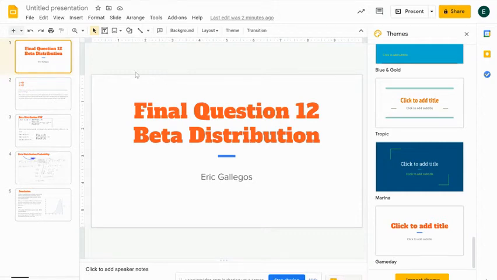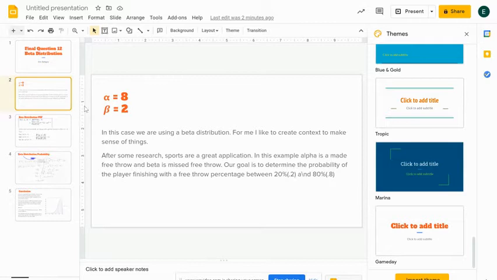All right, hey guys. This is my final question for Math Stats 1. This is question 12 off of the final. It's a beta distribution question. So just to lead off, our alpha is equal to 8 and our beta is equal to 2.